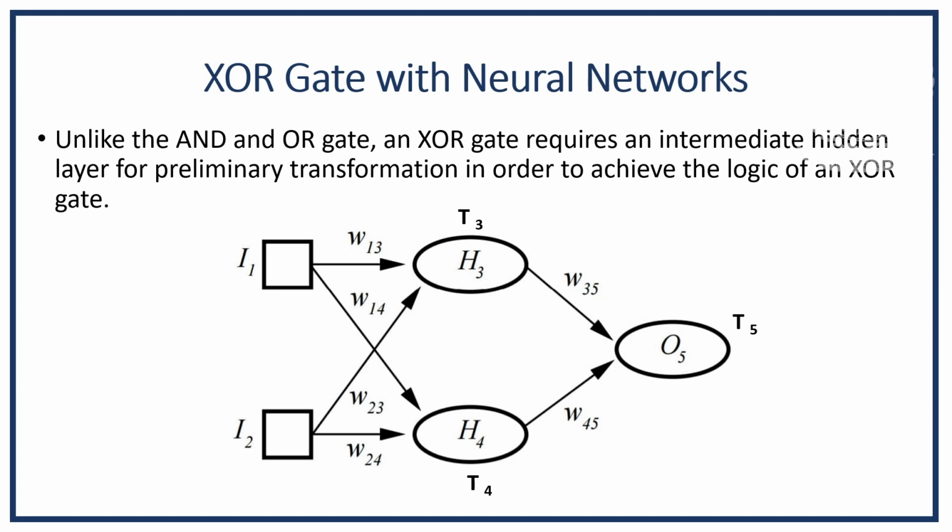H3 will be equal to sigmoid of I1 cross W13 plus I2 cross W23 minus T3. So this is the activation function. We are using binary sigmoid for the XOR gate. Whereas H4 over here will be the binary sigmoid, that is the activation function, of I1 cross W14 plus I2 cross W24 minus T4. O5, which is the final neuron in the output layer, will be the activation function, that is the binary sigmoid function, of H3 cross W35 plus H4 cross W45 minus T5.